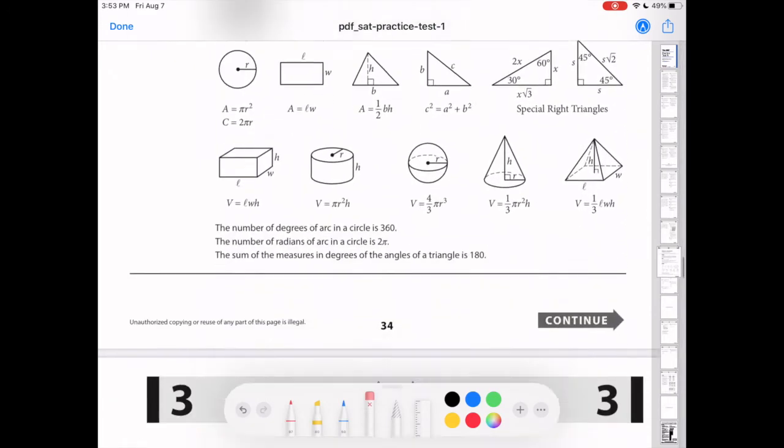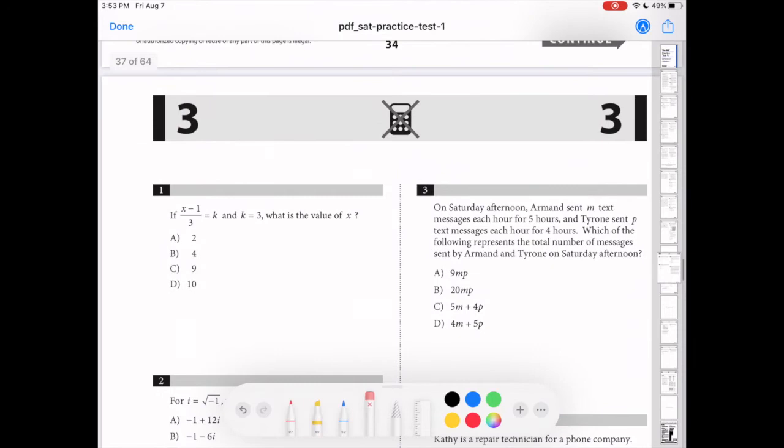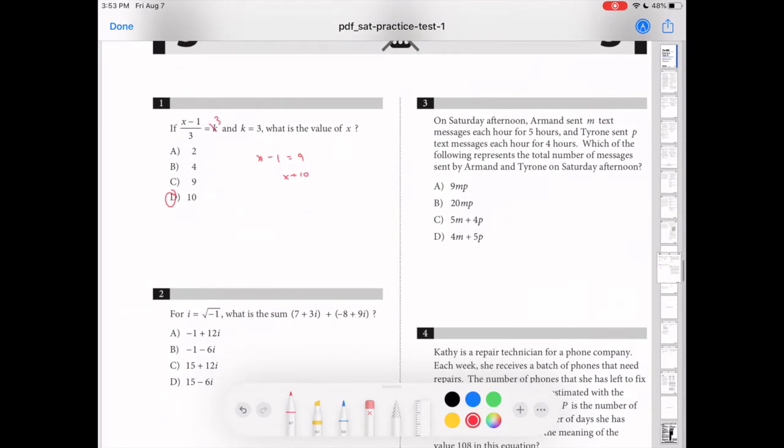So the first question, here we just have a bunch of formulas. Usually they start out with a softball. Looking at this, it looks like a pretty simple plug and chug, so just go ahead and do that. K equals 2, 3. X minus 1 equals 9, x equals 10. So D. Very simple.